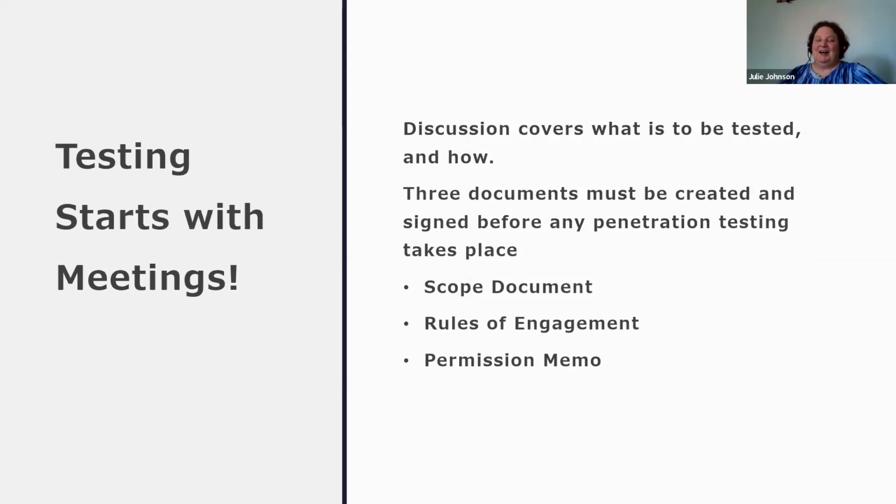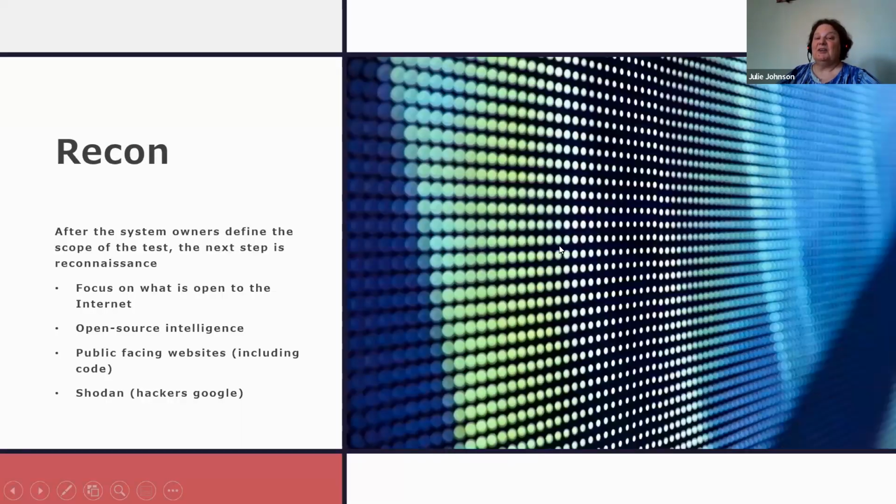That's just a plug. Getting on to the real nuts and bolts of penetration testing, it starts with meetings. Meeting with the system owners, discuss what will be tested and how it will be tested. In those meetings, 3 documents are created and signed before any ethical hacking takes place. The scope document defines what is to be tested. The rules of engagement define how it is to be tested. And the permission memo is what officially and legally authorizes penetration testers to attack a system within the limitations of the scope and rules of engagement. Once these documents are signed, we move.